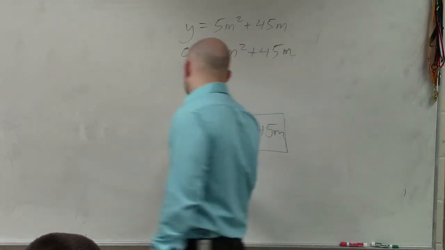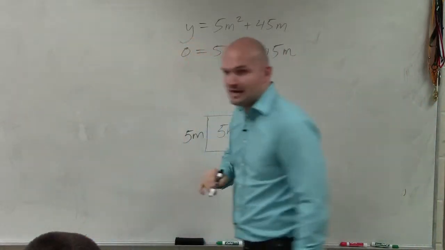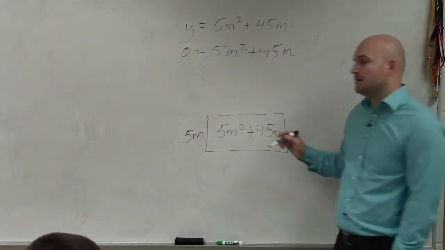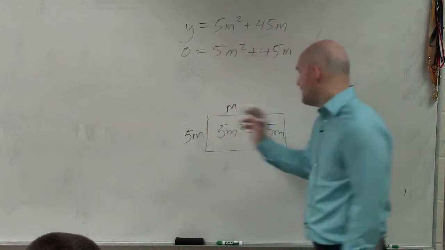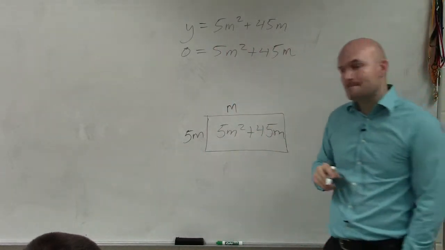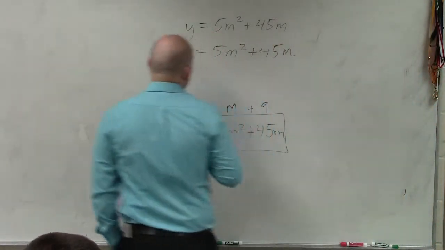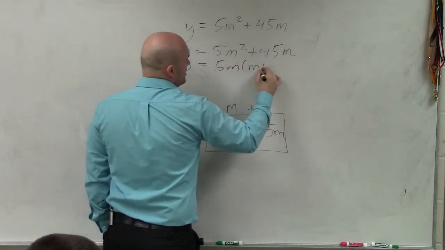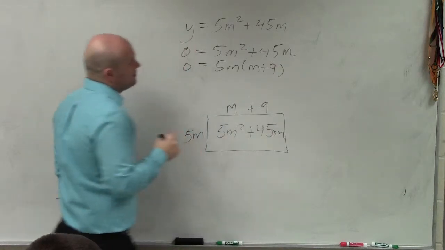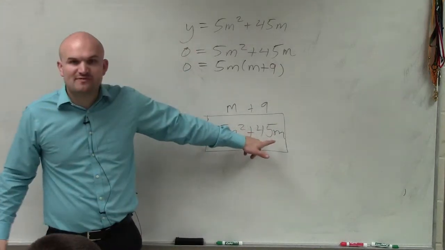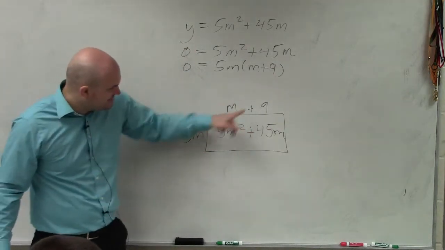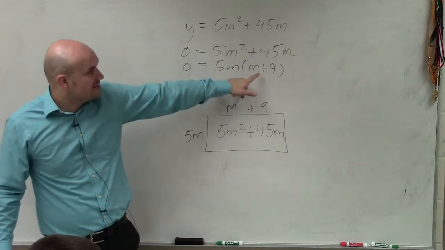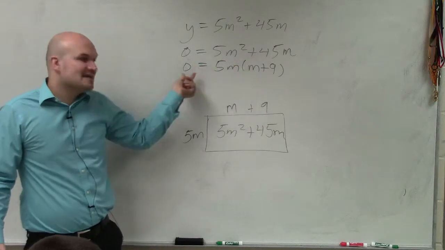5. What about m? Can I include an m? And then 5m times what gives you 5m squared? M. And 5m times what gives you 45m? 9. So would you guys agree with me that 5m times m plus 9 equals 5m squared plus 45m? Do you guys agree that this times this gives you that? Yeah. So I can write it now, this times this. Yes, it's the same as that, but I want it set equal to 0.